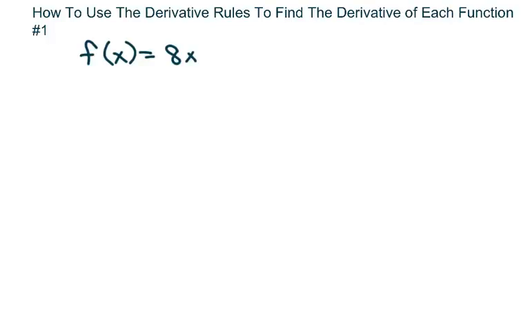Hi everyone, we're going to use derivative rules to find the derivative of each function. The first we're going to do is f of x equals 8x. So basically, to find the derivative of x, you take 8 times 1, because this is x to the 1, you move it in front of the x, and then you do 1 minus 1. So you get this equals 8 times 1 x to the 0. X to the 0 is just 1, so we get equals 8.